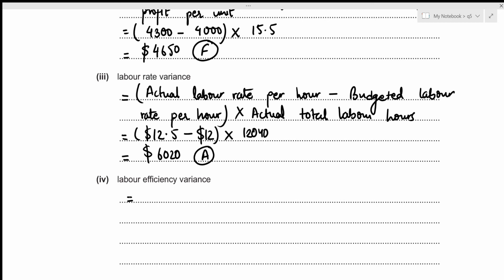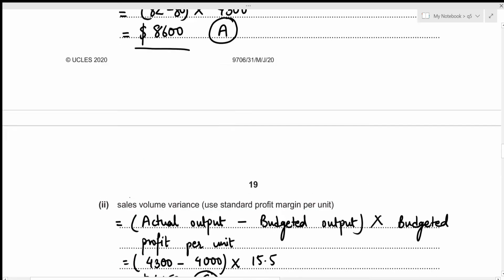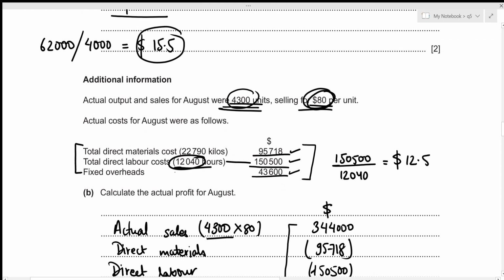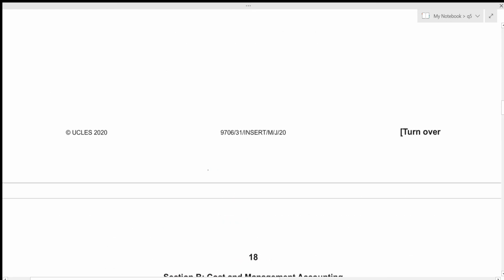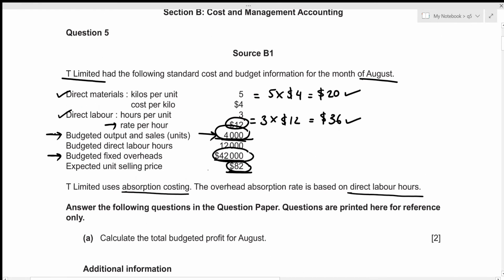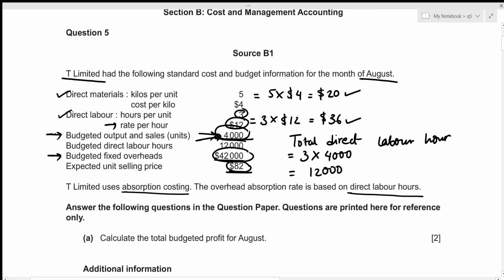So let's figure out whether the total labor hour was greater for the actual one or the budgeted one. So for our actual one, we know that our total labor hour was 12,040. Let's figure the same for our budgeted. So we know that the direct labor hours per unit required was 3 and the total units were 4,000. So in order to figure out the total direct labor hour, we can just multiply the hours per unit, which is 3, with our total unit of output. So that's 4,000, which gives our total direct labor hour to be 12,000. So clearly the total direct labor hour is higher for the actual one.